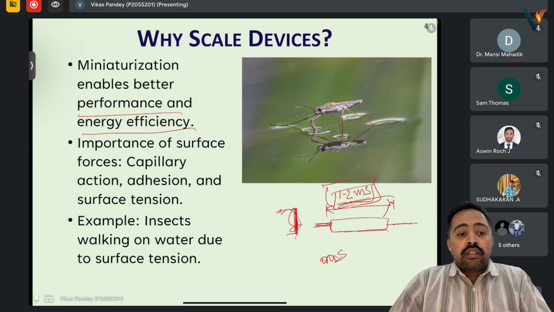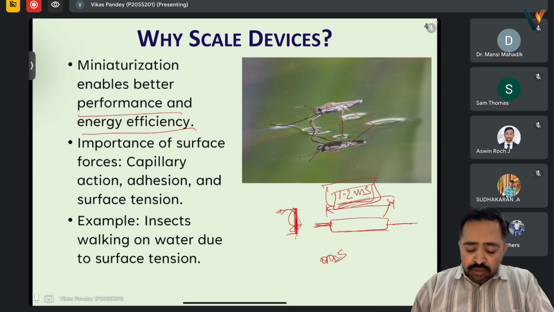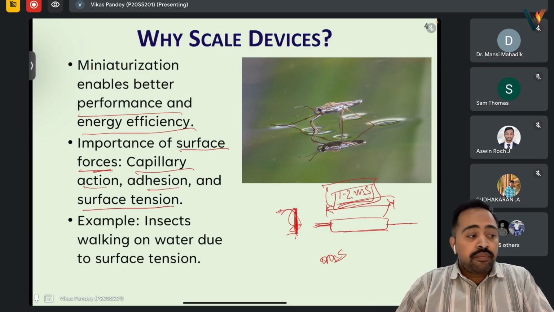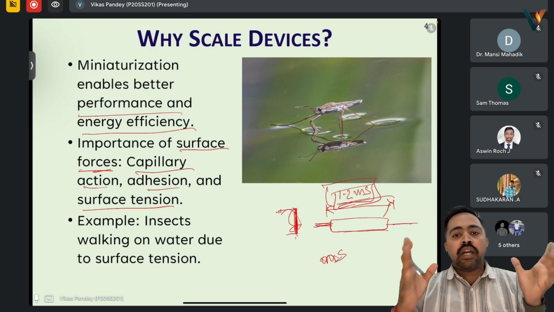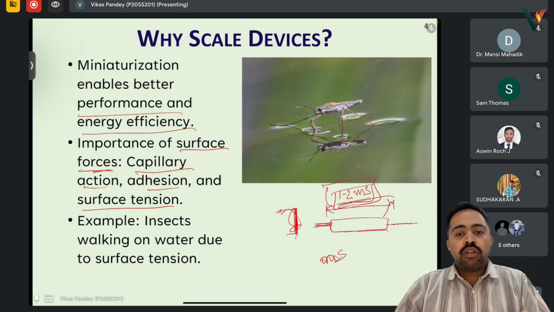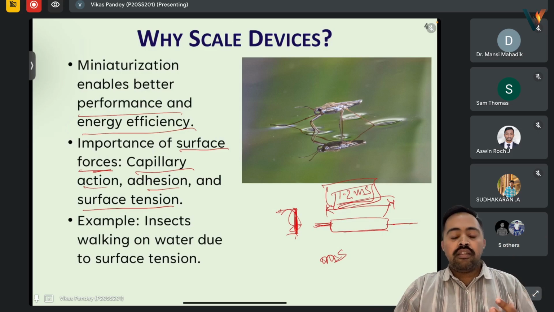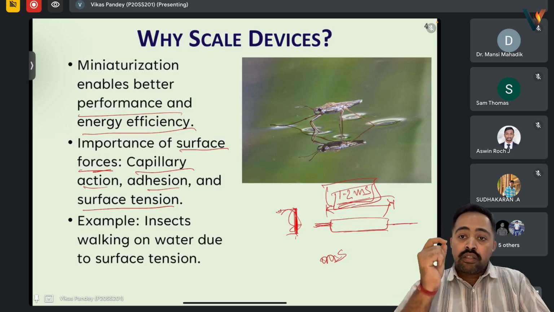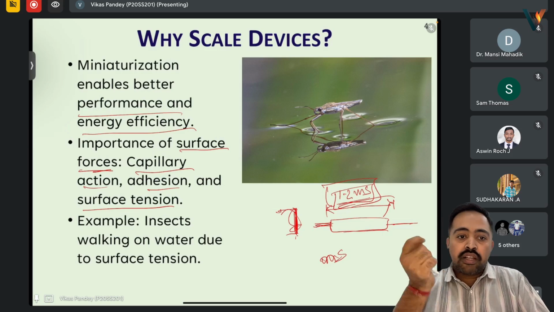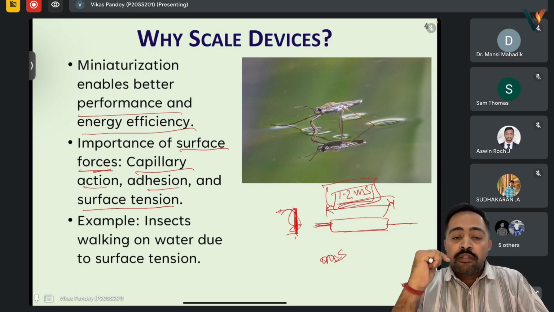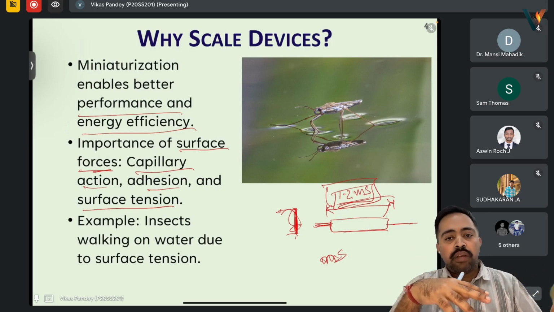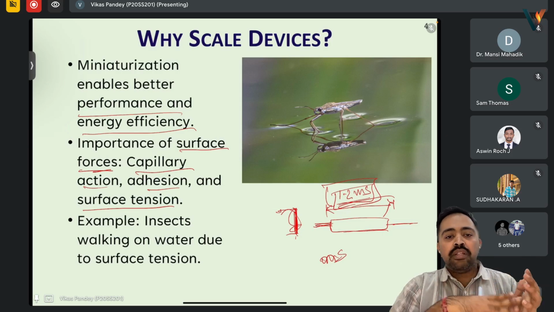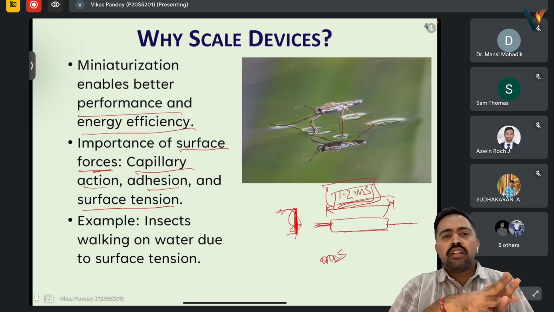Then there are some surface forces like capillary action, adhesion, and surface tension that are not relevant at macro scale. That means when we are talking about bigger scales like the millimeter range, these things might not play a big role. But we can use these forces at micro scale, not at macro scale, the millimeter or meter range, where they are not that relevant.